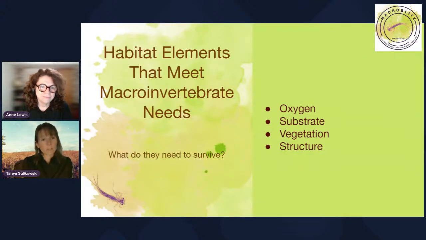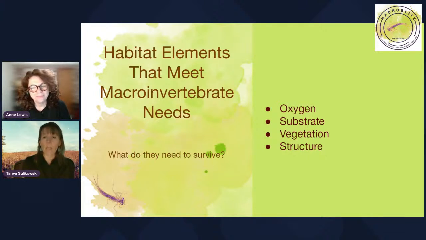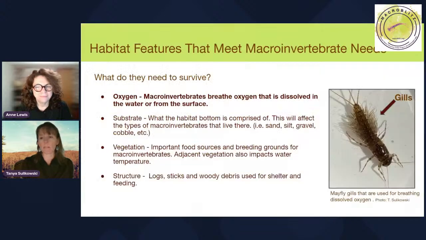So macroinvertebrates are living organisms just like us, and there are certain things that they need in order to be able to survive. The four main ones that we'll focus on today are relevant to you if you're thinking about habitat selection, and those are oxygen, substrate, vegetation, and structure. And we'll look at details for each one of these in the upcoming slides. So what do they need to survive?